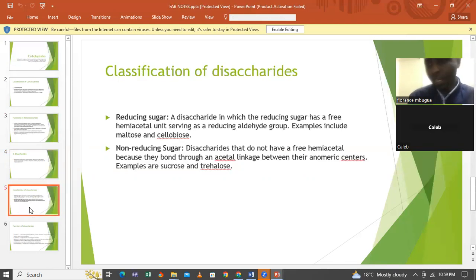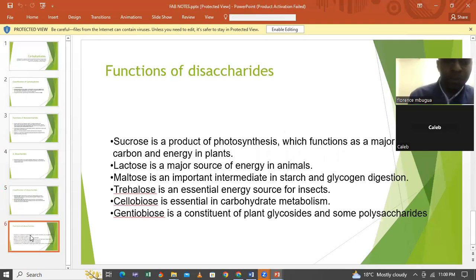Classification of disaccharides, they are classified into reducing sugar and non-reducing sugar. Reducing sugar meaning disaccharide reduces the sugar, which has a free hemiacetal unit, which serves as a reducing aldehyde. An example of this is maltose and what we call cellobiose. Lastly, looking at the functions of disaccharides.